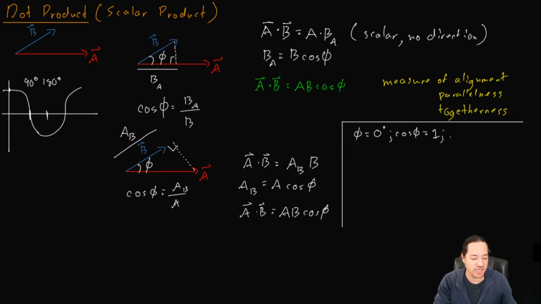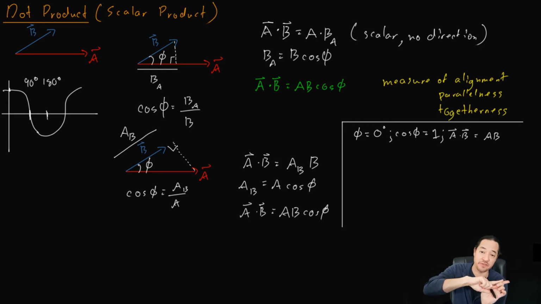And so in this case, A dot B is simply equal to the magnitude of A times the magnitude of B times cosine phi, which is 1. So it's just going to be AB. And this is maximum alignment, maximum togetherness. That's where we get the maximum value for the dot product.